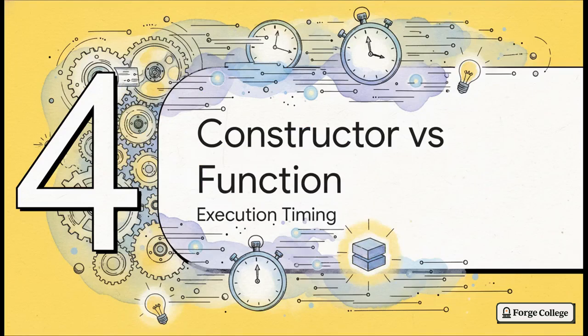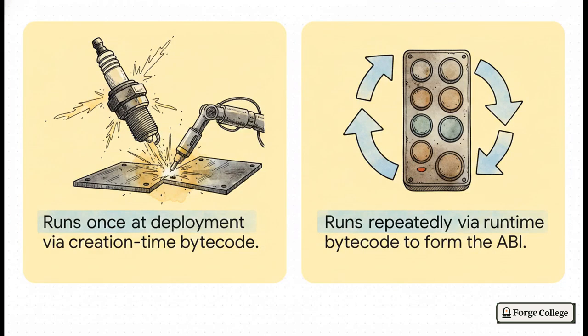Section 4. Constructors versus functions. Execution timing. Now we arrive at what is probably the most critical distinction in our entire blueprint. We need to understand precisely when our code actually wakes up and runs. So, you have a constructor on one side and functions on the other.